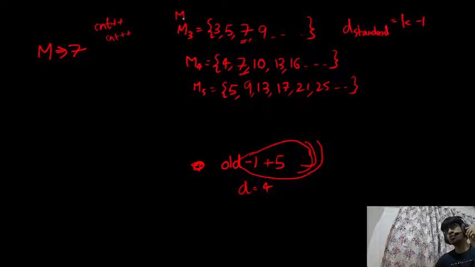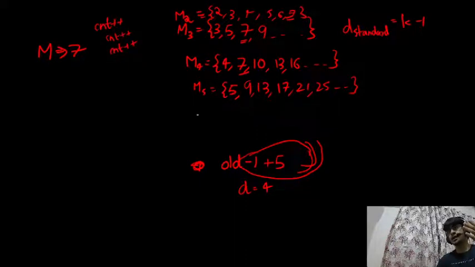And for m2 also, it is much simpler because the common difference, as you can say, is 2 minus 1. So 2, 3, 4, 5, 6, 7. 7 is here also, so again count plus plus. And 7 would obviously be in m7 also, the first element we said. So again count plus plus. And then you'll be returning the answer as 4.